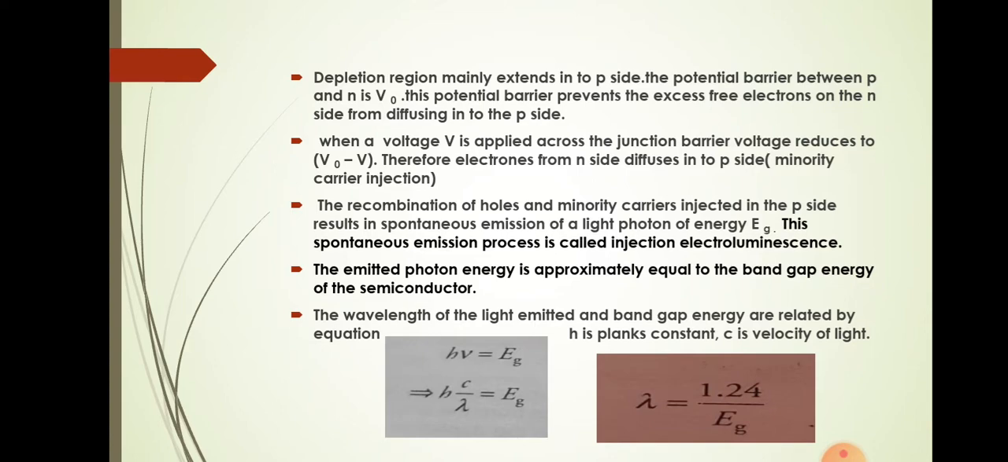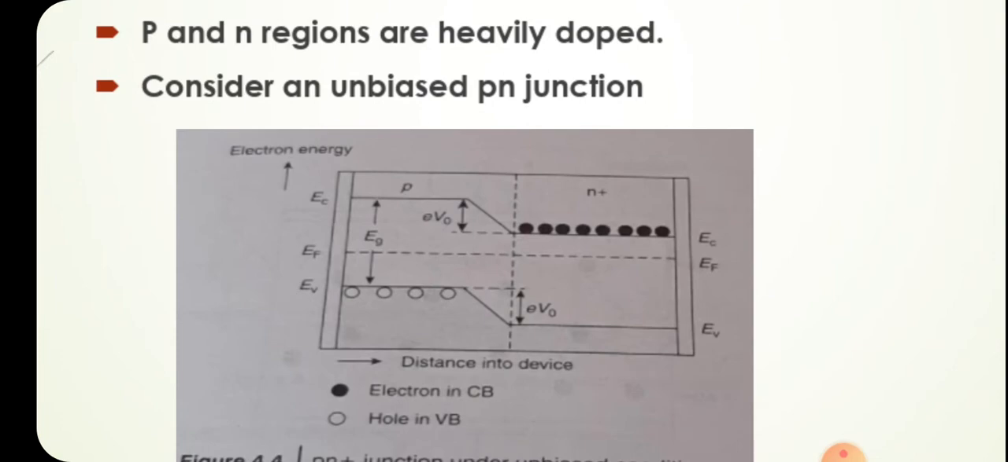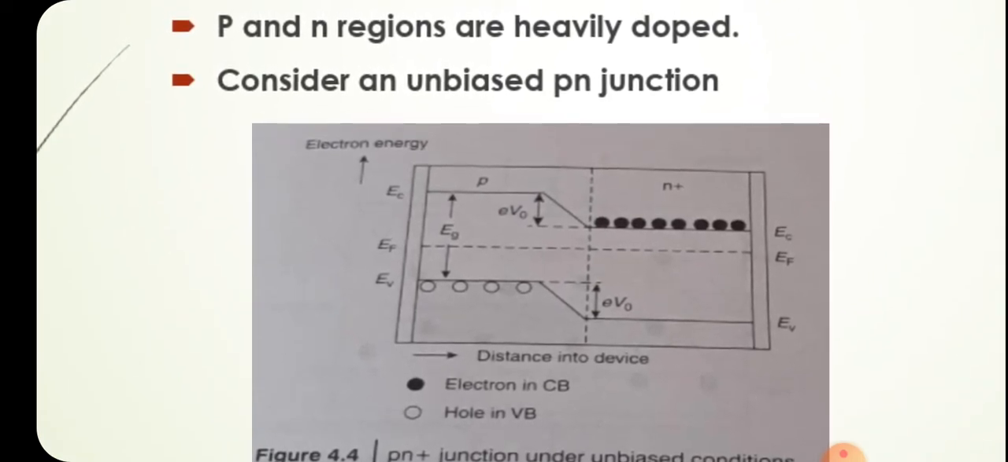Okay, so we can see that the emitted photon energy is approximately equal to the band gap energy of the semiconductor. You can see here there is a band gap between the conduction band and valence band, so that gap represents the energy band gap, and Eg is the corresponding energy of this band gap. And once the photon is emitted, the energy lost will be equal to the difference between the conduction band energy and valence band energy.